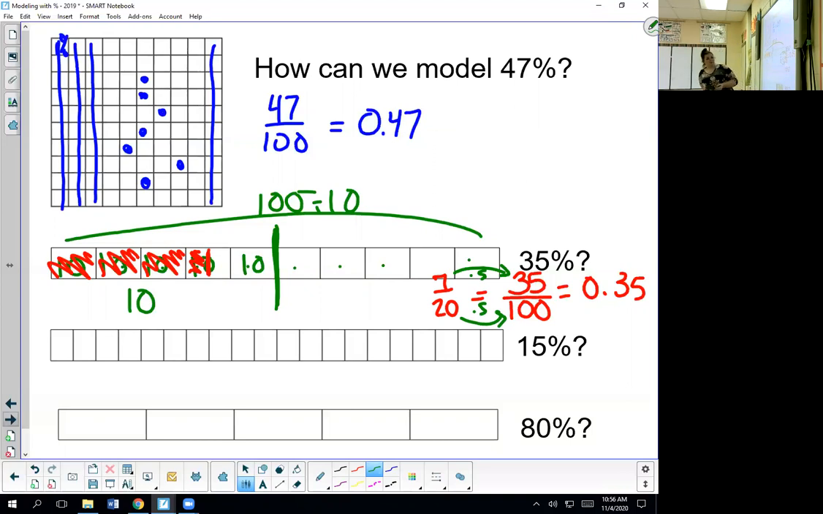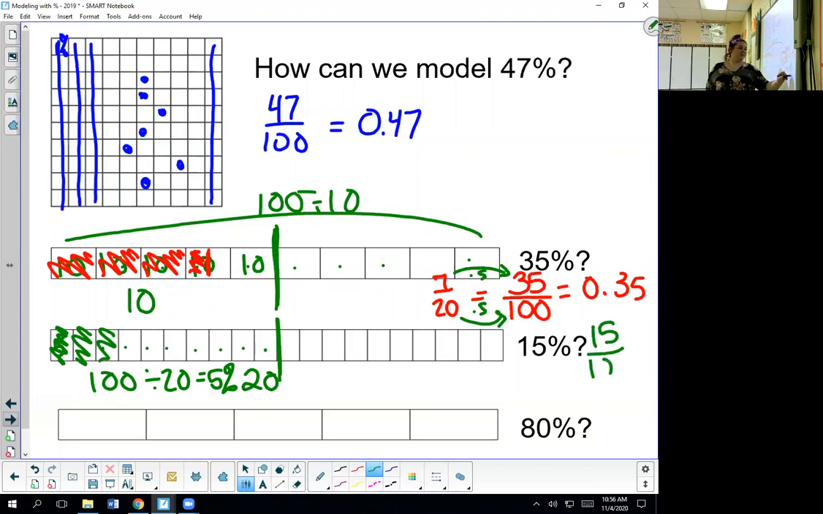All right. This one right here, same concept. I have 1, 2, 3, 4, 5, 6, 7, 8, 9, 10. So this is 10. I have 20 here now. 10 and 10 is 20. So if the whole thing's 100, 100 cut into 20 sections gives me 5% in each section. So these are 5s. I'm going to get 15%. So 5, 10, 15. 15% is 15 out of 100.